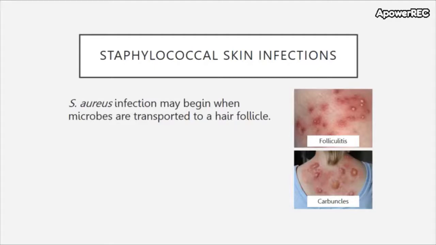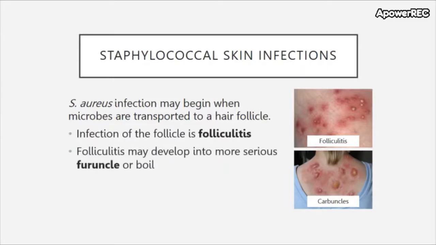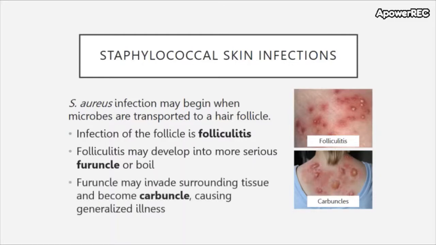The process of Staphylococcus aureus infection begins pretty simply, where these microbes are transported to the hair follicle, and a small infection begins at the follicle, and this is called a folliculitis. Folliculitis can grow and develop into a more serious furuncle or boil, and this furuncle may invade surrounding tissues and become a carbuncle, which you see off to the right, causing generalized illness.